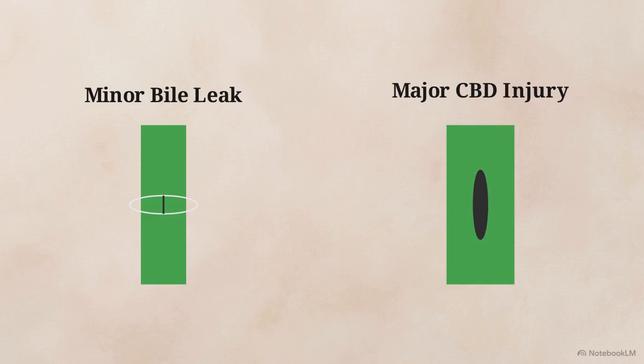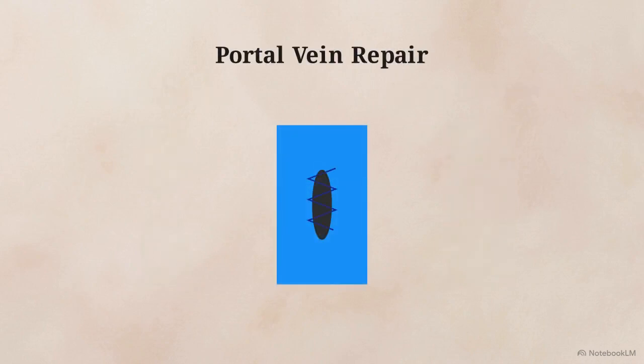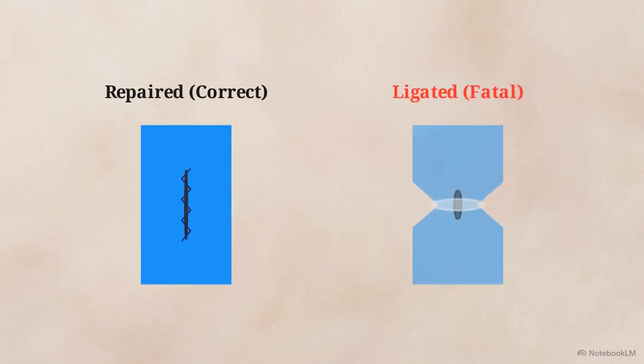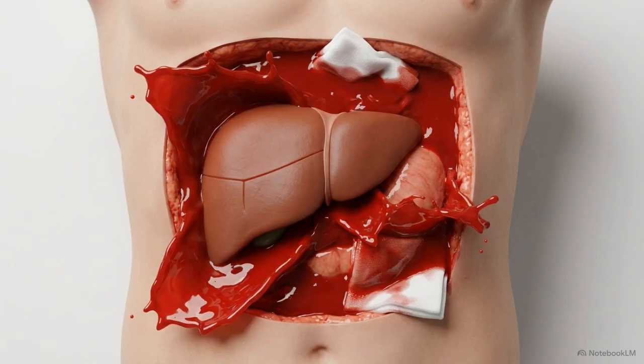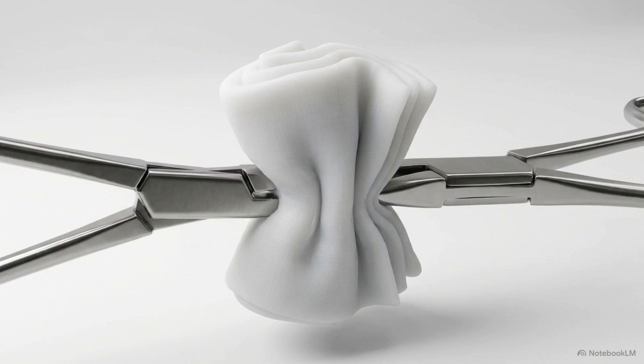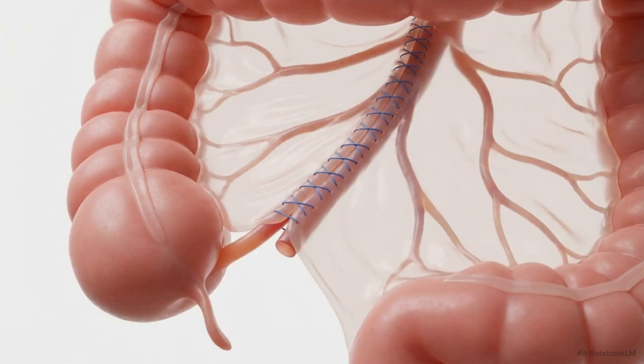When repairing specific structures, minor bile leaks are ligated. Major common bile duct injuries receive a T-tube repair, and portal vein injuries must be carefully repaired with Prolene suture. They are never to be ligated. In extreme liver trauma, massive rapid volume loss renders delicate vascular reconstruction impossible. The algorithm dictates blunt mechanical force, clamping and tight packing, to arrest the bleeding so the patient can survive the night. The protocol adapts for the hollow viscera.